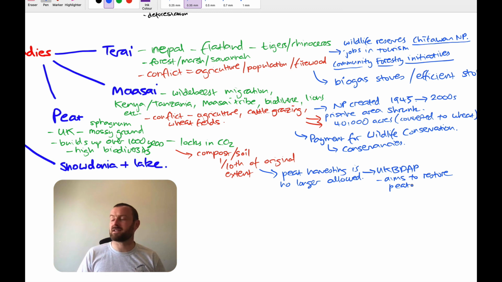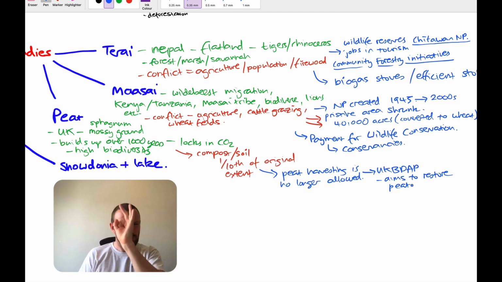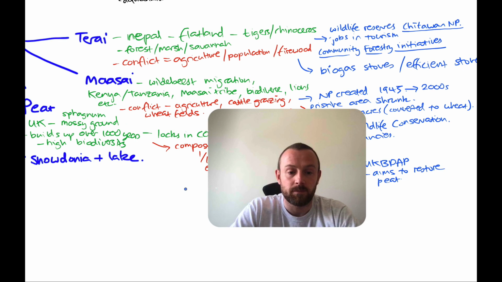One of the ways they do this is they actually fly over the old peatlands in a helicopter, dropping tiny little pellets of sphagnum moss, little grains like this, with the aim that they'll take root and grow and restore the peatlands. So that's kind of interesting.